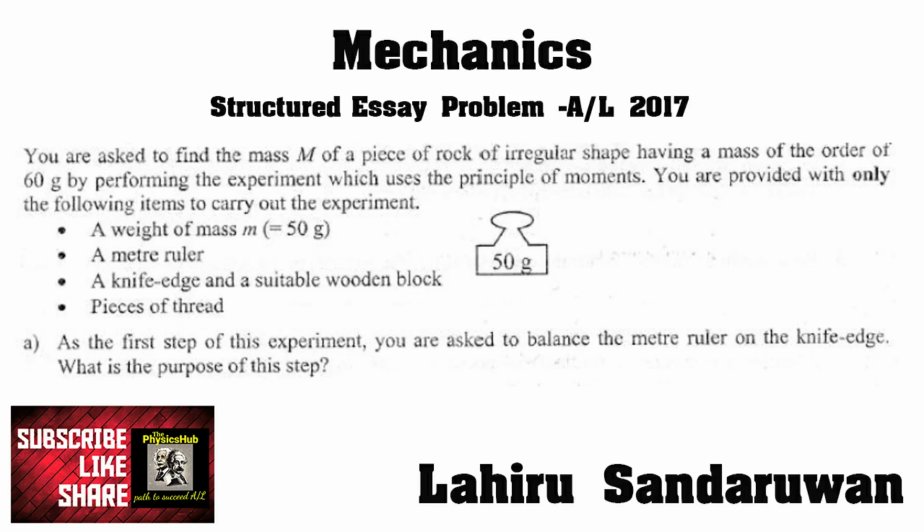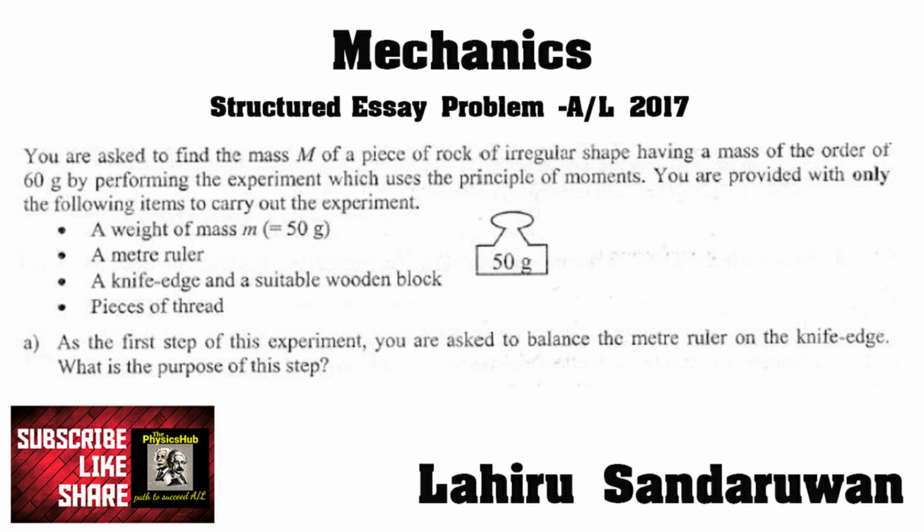You are asked to find the mass, capital M, of a piece of rock of irregular shape having a mass of the order of 60 grams. While performing the experiment which uses the principle of moments, you are provided with only the following items: a weight of mass, simple m, given as 50 grams, a meter ruler, a knife edge, a suitable wooden block, and pieces of thread.